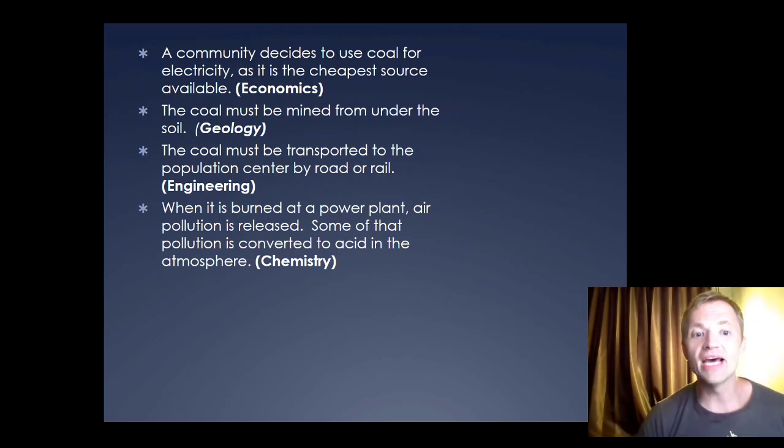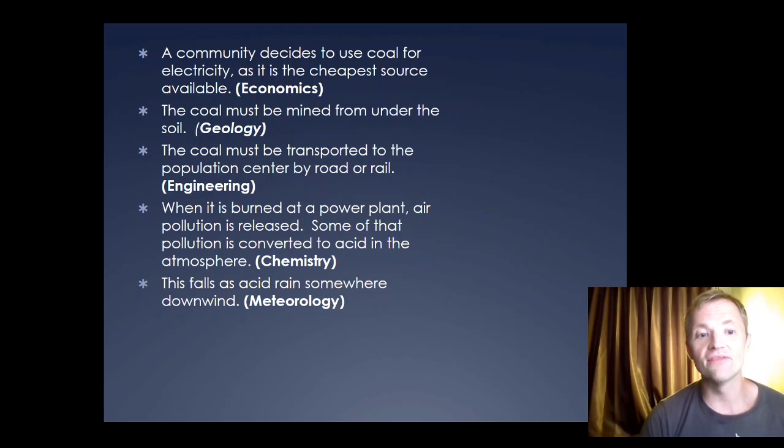Then when it's burned at a power plant, air pollution is released. Some of that pollution is converted to acid in the atmosphere. Chemistry, we're going to break it down. For AP Environmental Science, you have to know the chemical breakdowns of not only the pollutants, but maybe photosynthesis, those types of things in this class.